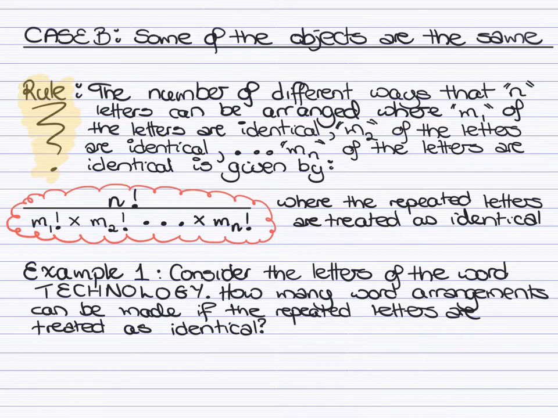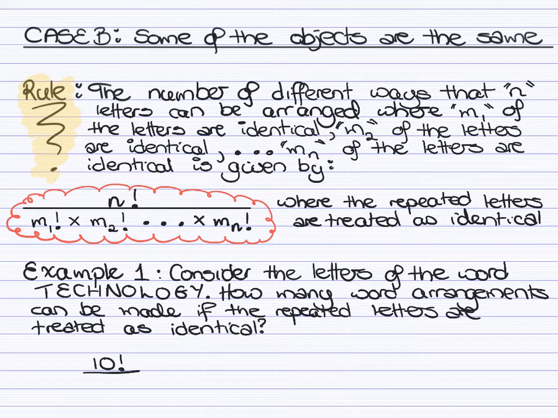Let's look at the first example. Consider the letters of the word technology. How many word arrangements can be made if the repeated letters are treated as identical? We're going to apply the formula that we just learned. The total number of letters in the word technology is 10. So in the numerator, we will place 10 factorial.